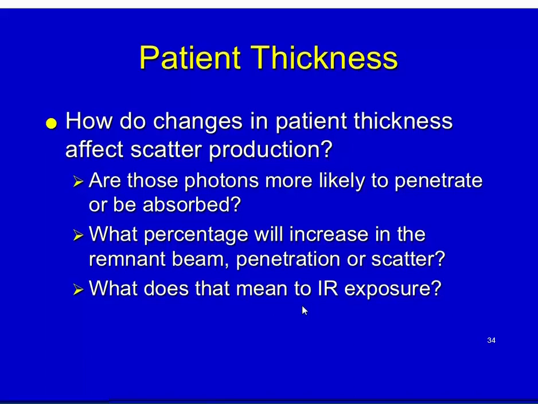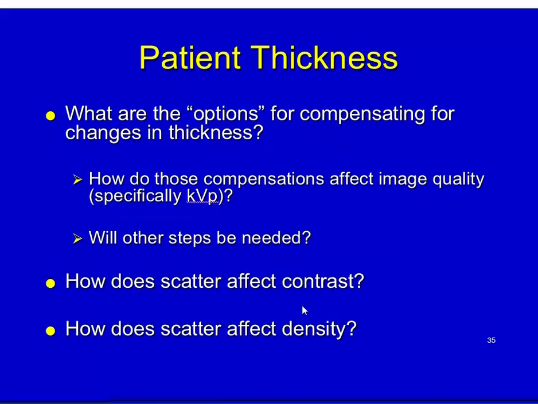But you have to understand that a lot of the scatter that's created inside of the hypersthenic patient will be absorbed because of the multiple interactions inside of the patient. So your emitted beam, your remnant beam, the intensity of the remnant beam actually decreases. And in that decrease, you need to increase your mass. But what's left in that remnant beam is primarily scatter radiation.